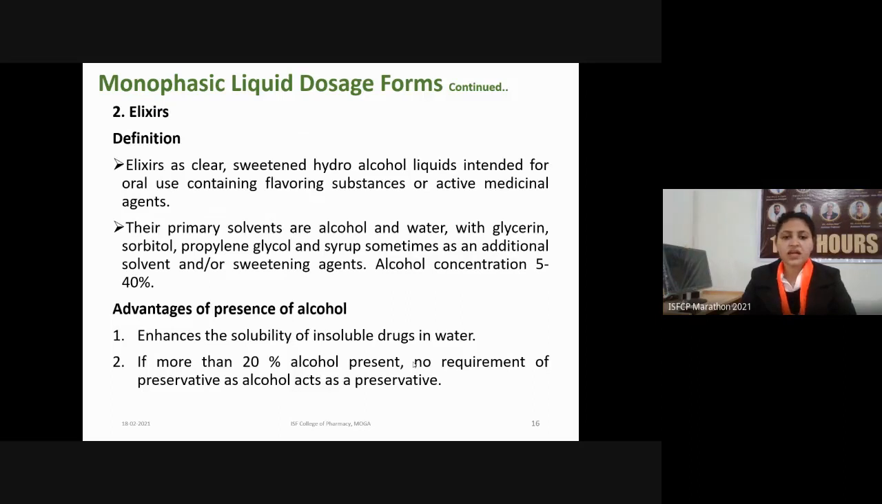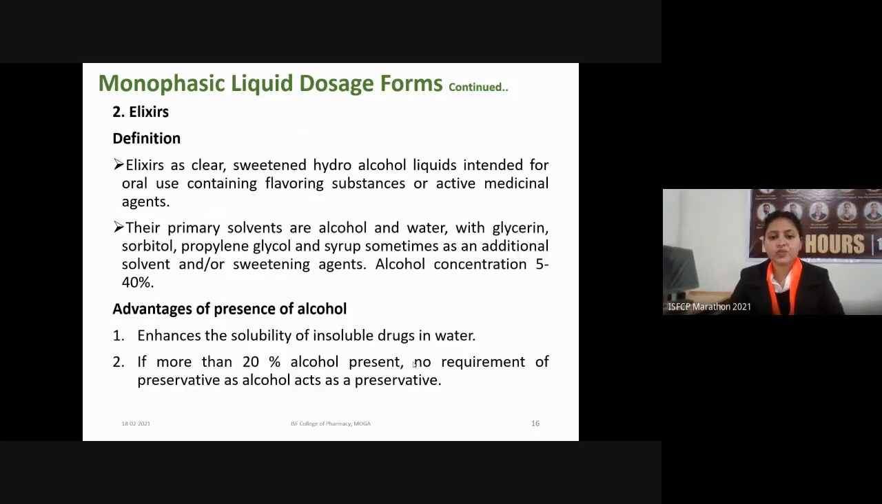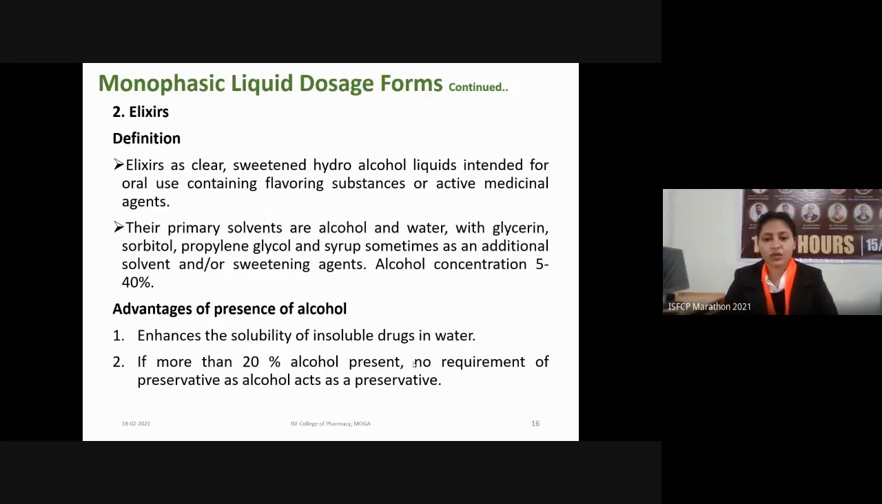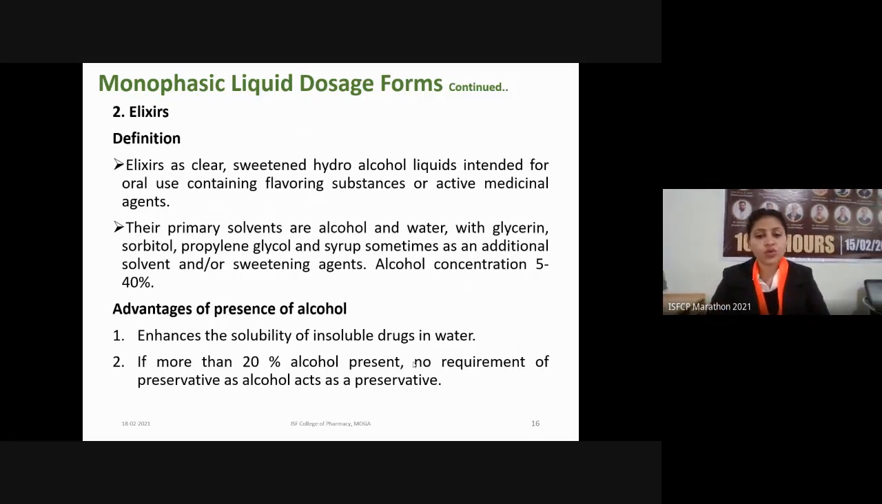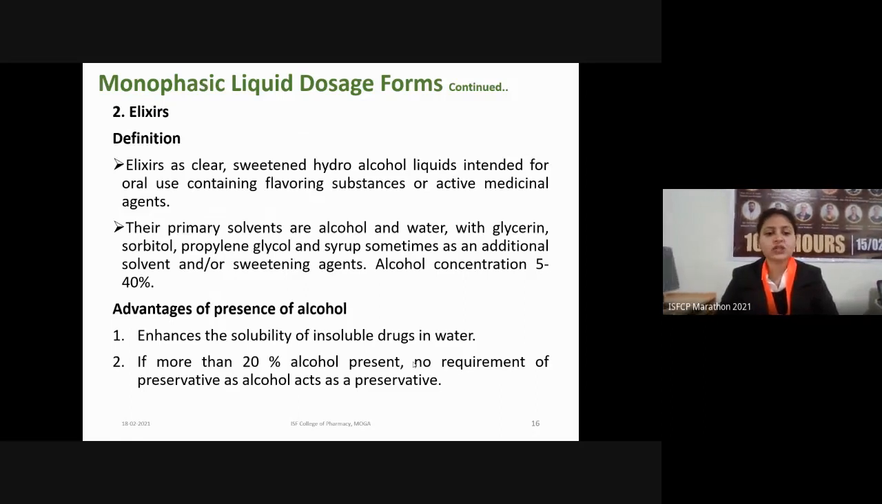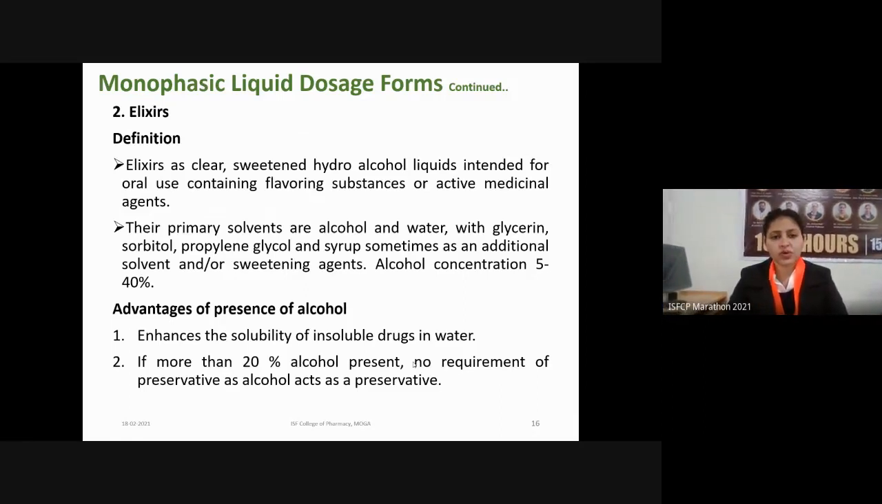There are primary solvents like alcohol and water, with glycerin, sorbitol, propylene glycol and syrups sometimes used as an additional solvent or as a sweetening agent. It means along with water, we can use primary solvents like alcohol, glycerin, sorbitol, and propylene glycol. And sometimes we also use syrup as an additional solvent so that it can act as a sweetening agent.